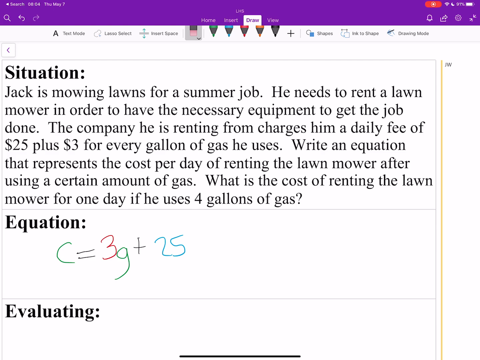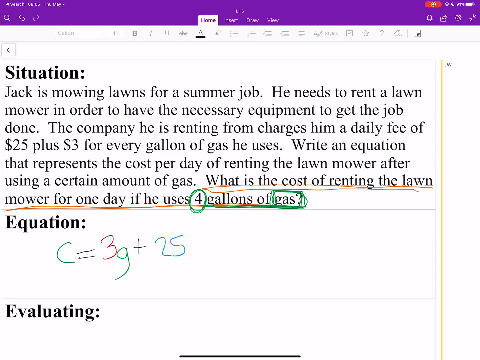So what we're going to focus on today is this last sentence right here, where it says, what is the cost of renting the lawnmower for one day if he uses 4 gallons of gas? And again, this is math class, so I'm going to circle my number 4, and it's for what? 4 gallons of gas. Okay, so gas is the variable we're looking at. We're looking at using 4 gallons. So we want to know what's the cost if he uses 4 gallons.